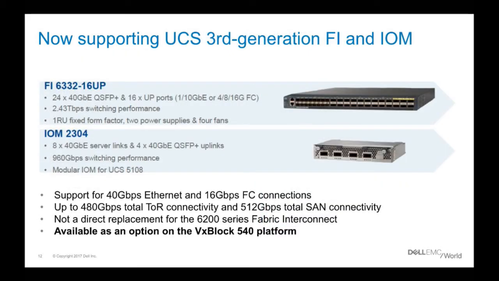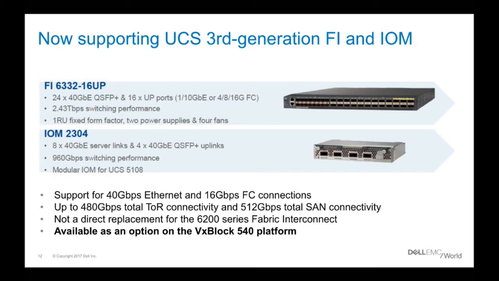We mentioned the new generation of FI to support the 40 gig compute use case requirements that are requiring that high bandwidth 40 gig. So here we have the 6332-16UP. And in addition to the 40 gig compute and LAN structure that it supports, it also supports 16 gig, whereas the previous generation supported 8 gig. And then we also have the 2304 IOM that partners with that.